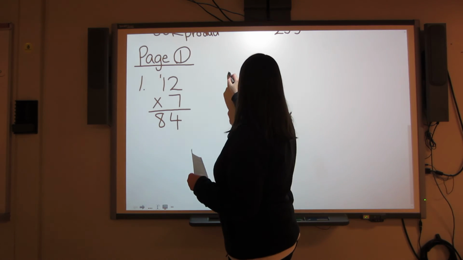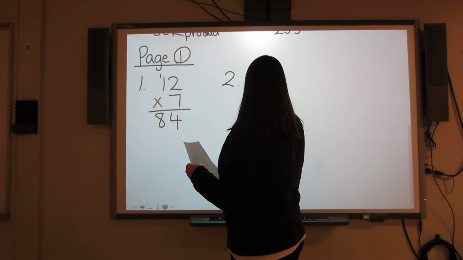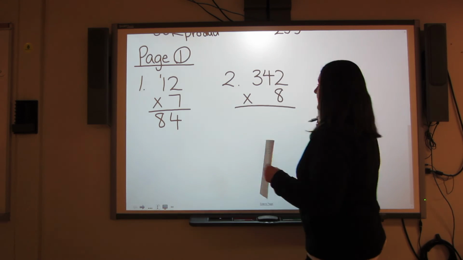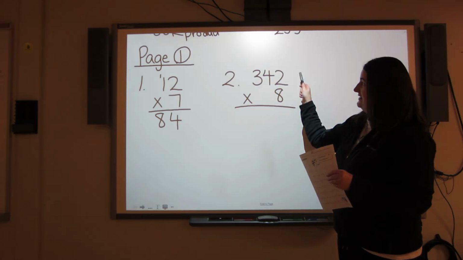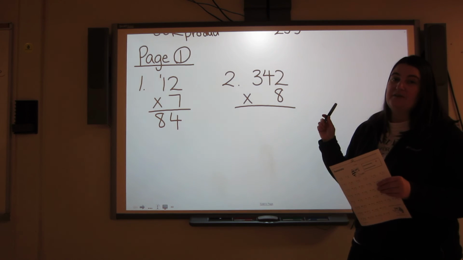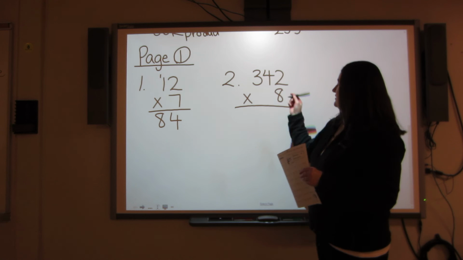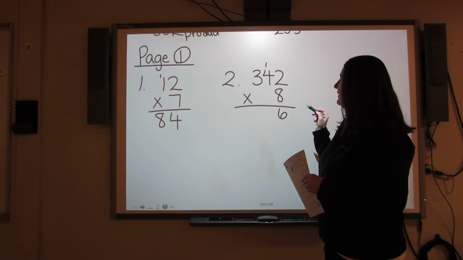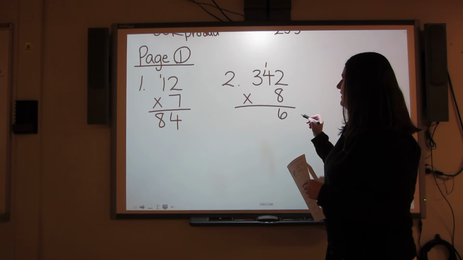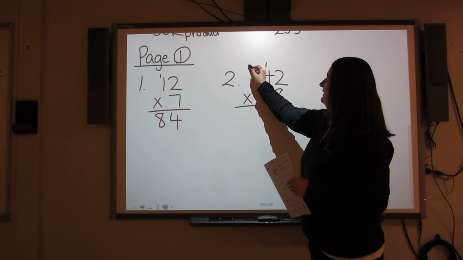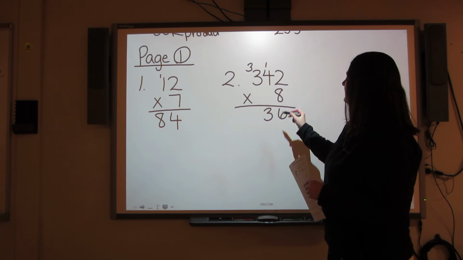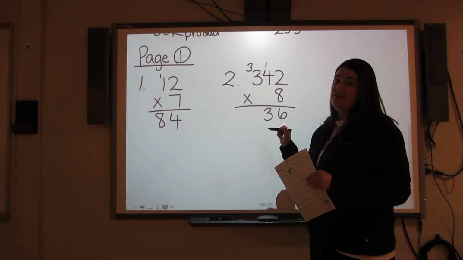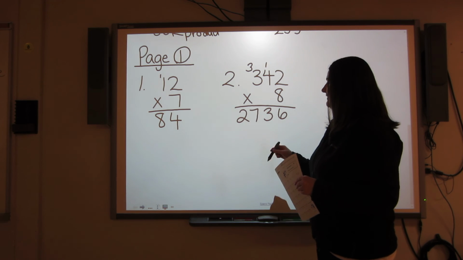Number 2, I have 342 times 8. This is another example of more than 1 digit on the top and 1 digit on the bottom. 8 times 2 is 16, you carry your 1. 8 times 4 is 32, plus the 1 that you carried is 33. Carry your 3. 8 times 3 is 24, plus the 3 that you carried is 27.